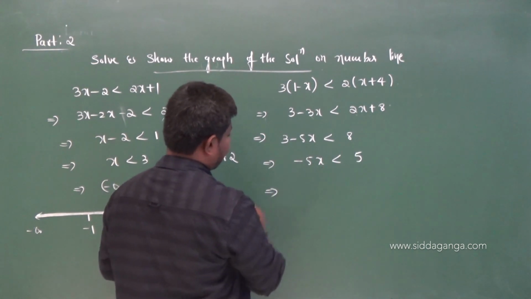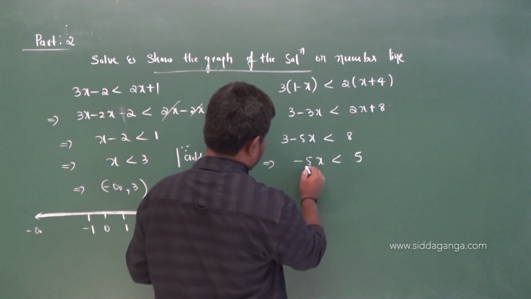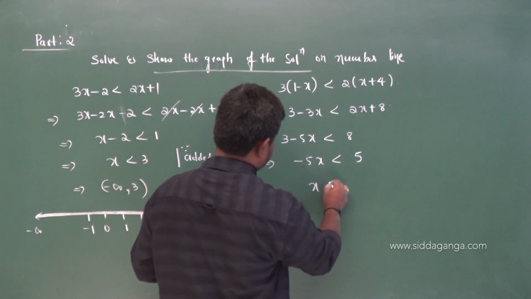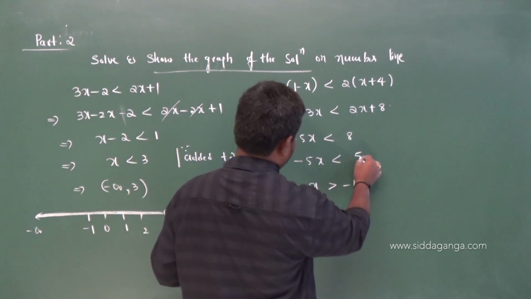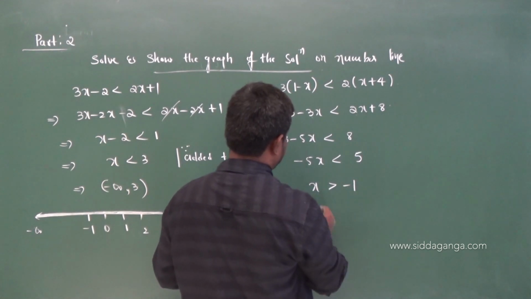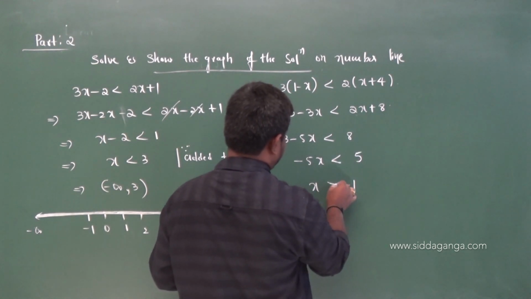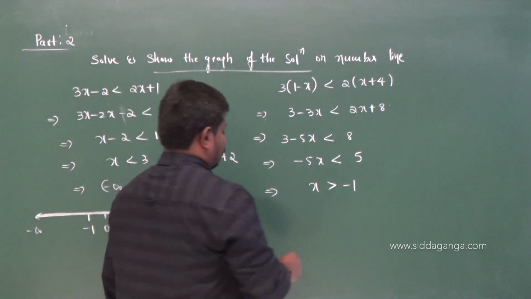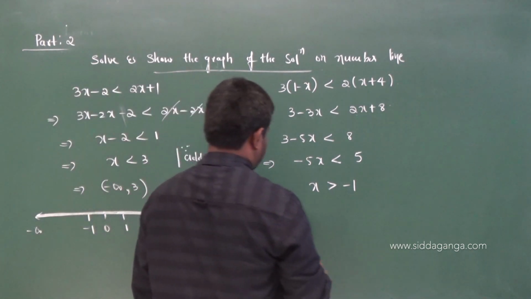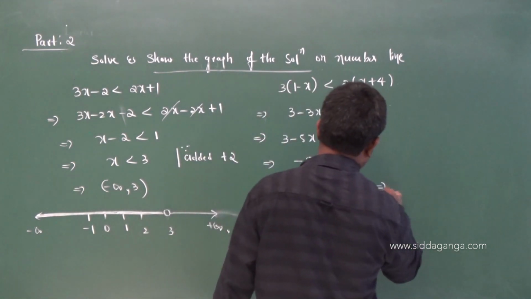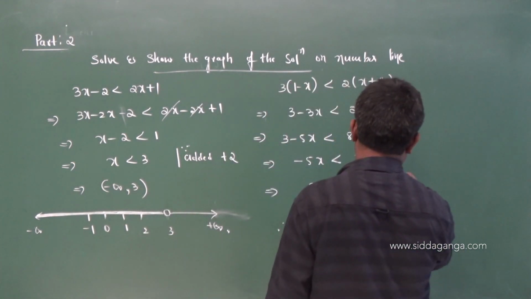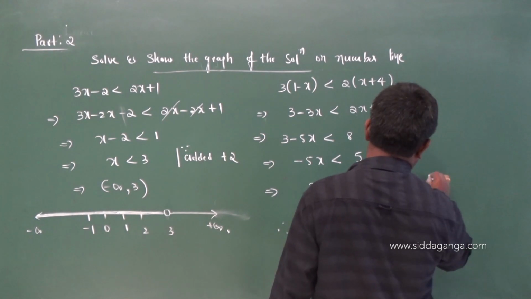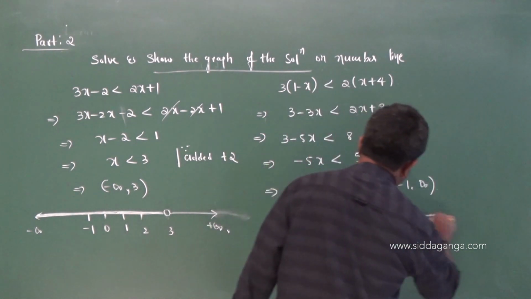Dividing by minus 5 on both sides, you get minus 5x by minus 5, that is x, greater than 5 by minus 5, that is minus 1. So the inequality is reversed because I am dividing by a negative number, minus 5. So your solution is x greater than minus 1, so minus 1 to plus infinity. Your number line is like this.